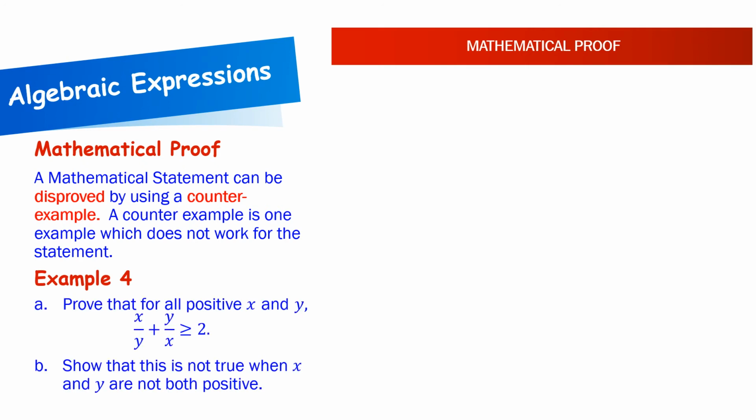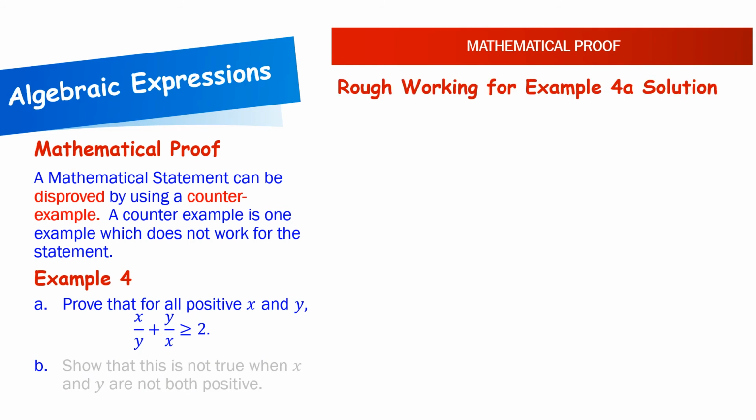Example 4 part A asks you to prove that for all positive x and y, x over y plus y over x is greater than or equal to 2. And part B asks you to show that this is not true when x and y are not both positive. Pause the video and have a go. Press play when you're ready to view the solutions. So let's solve this. We're going to begin by doing some rough working for example 4a. Let's work backwards. Here's the statement.